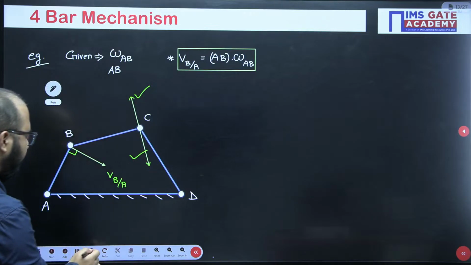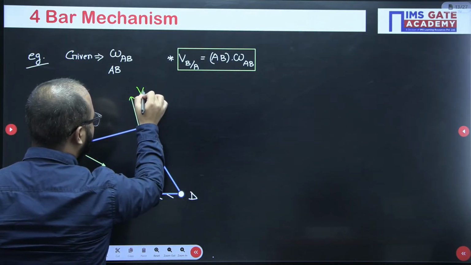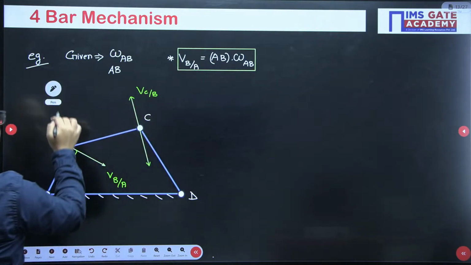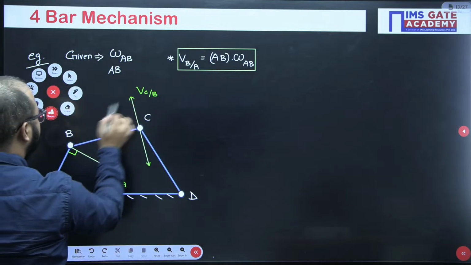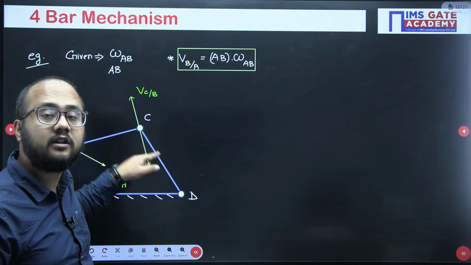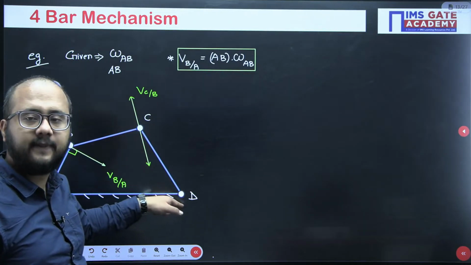So on both the sides I have drawn the velocity vector. This velocity vector is velocity of C with respect to B. Fine. Now coming to the velocity of C with respect to D. Velocity of point C with respect to D.